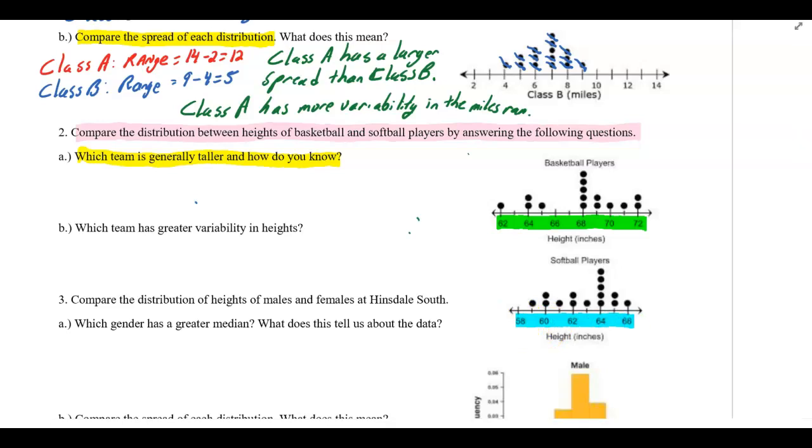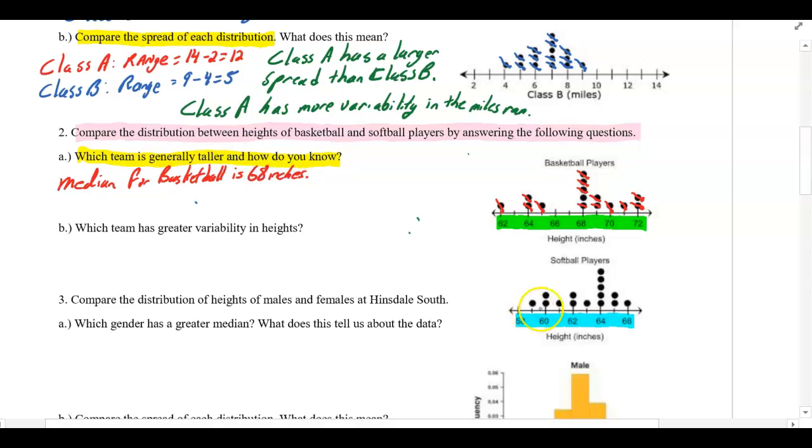And if I were to find, say, the median for the basketball players, again, I'll just cross off the dots and work my way towards the center. And if I do that, I keep crossing off, I say the median height for the basketball players is 68 inches.